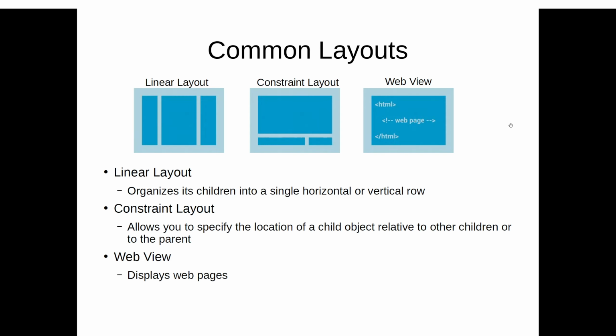Some common layouts exist in Android. Linear layout is a layout that organizes children in a single horizontal or vertical row. A constraint layout allows you to specify the arrangement of children by constraining them or anchoring them against siblings, i.e. other views inside the constraint layout, or against the constraint layout itself.